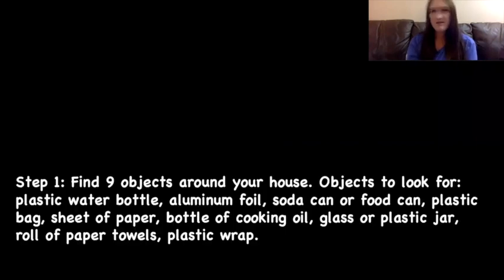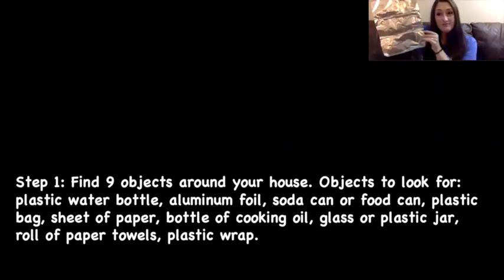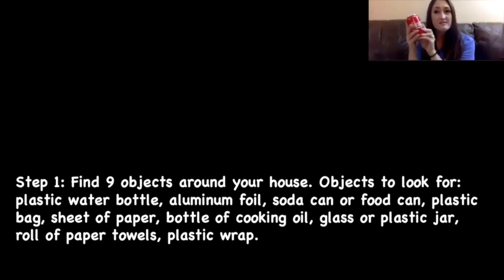So step 1, first thing, what do we got to do? We're going to find 9 objects around our house. Look for objects like a plastic water bottle. Another one is aluminum foil. Maybe a soda or food can, some sort of can. A plastic bag like you might get when you go shopping. I keep these in my house just in case. You might need a sheet of paper. We're going to look at a sheet of paper. A bottle of cooking oil. Ask Mom, she might have that in her cabinet for cooking.